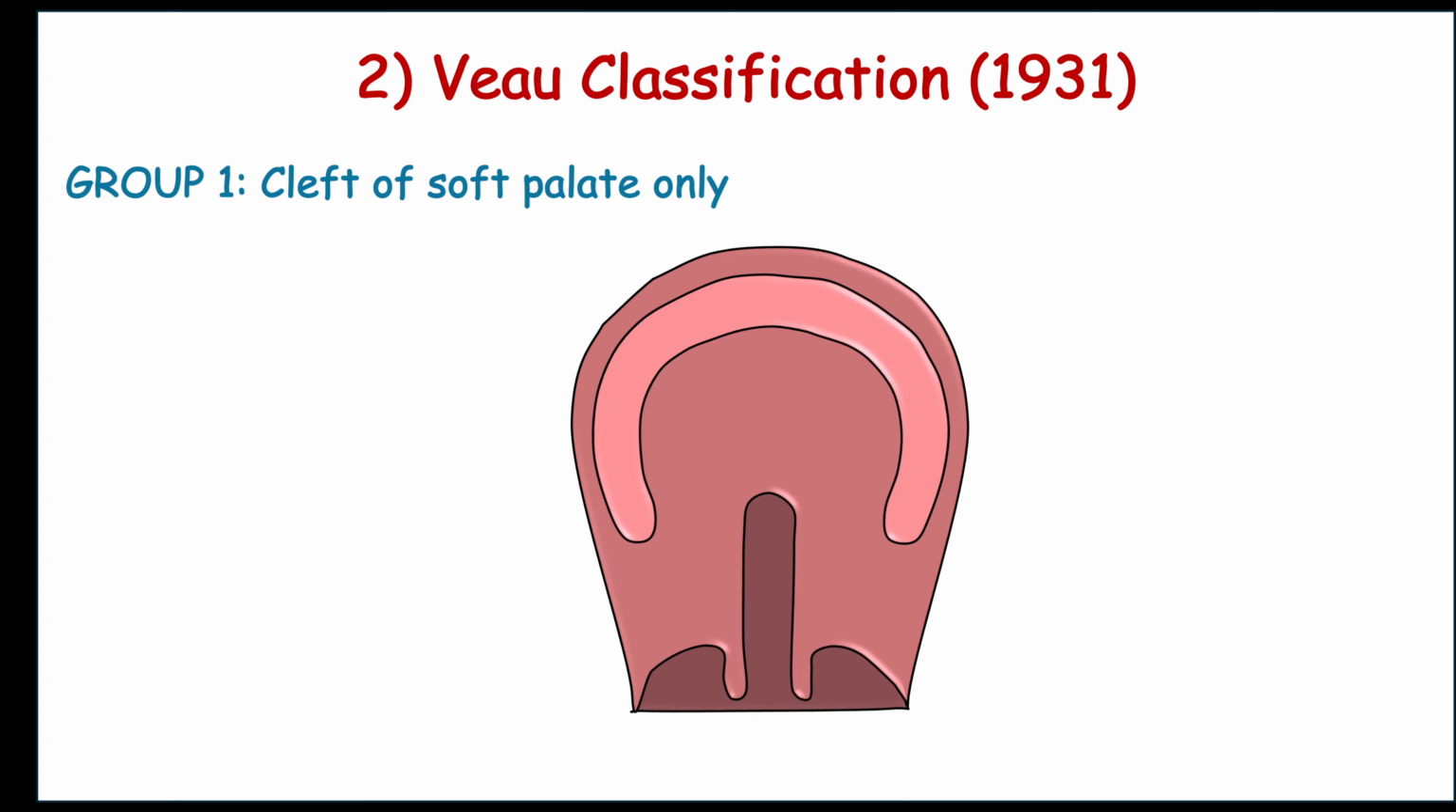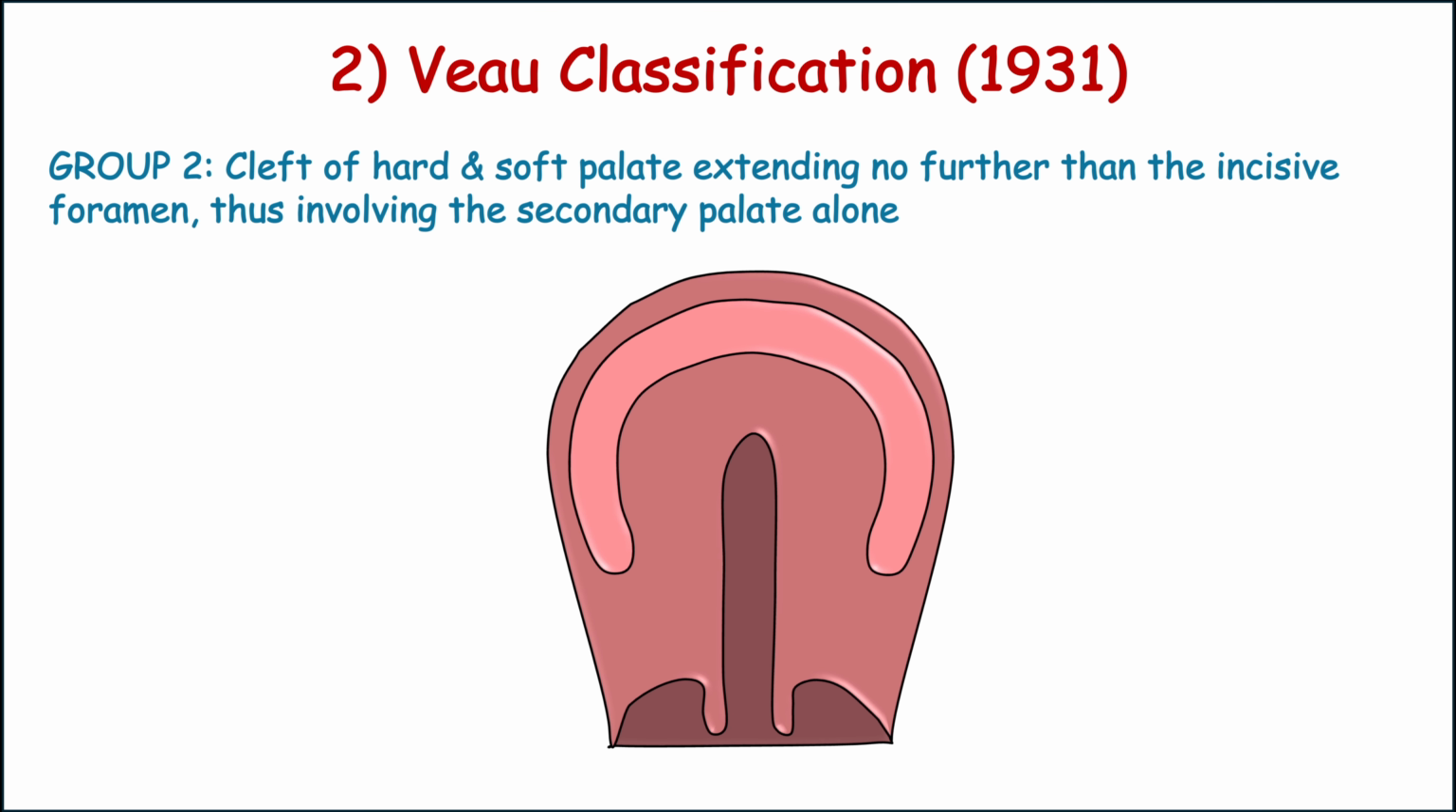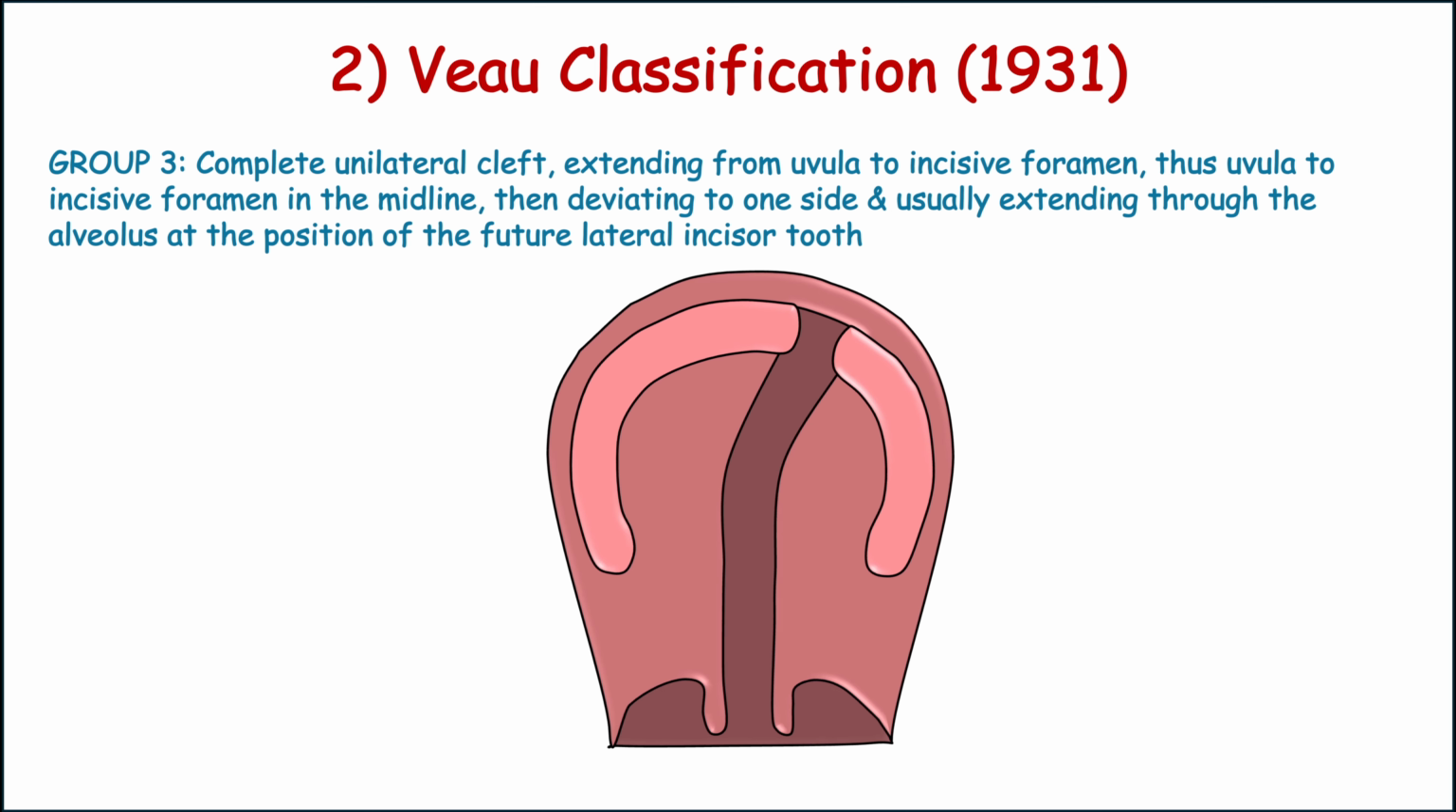Veau Classification 1931. Group 1, which consists of cleft of soft palate only. Group 2, which is cleft of soft and hard palate extending no further than incisive foramen. Thus it involves soft palate alone.